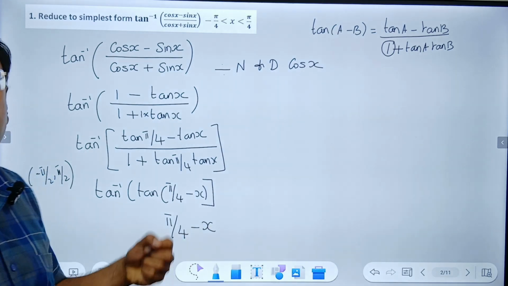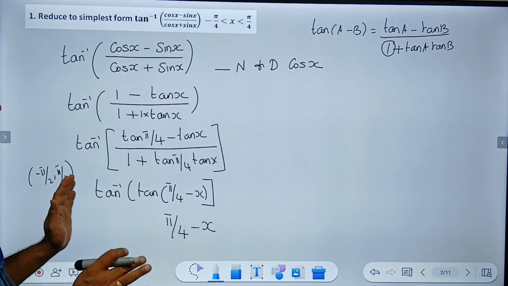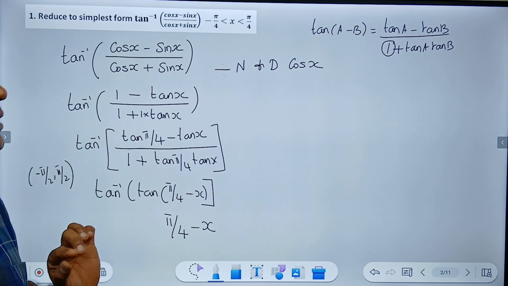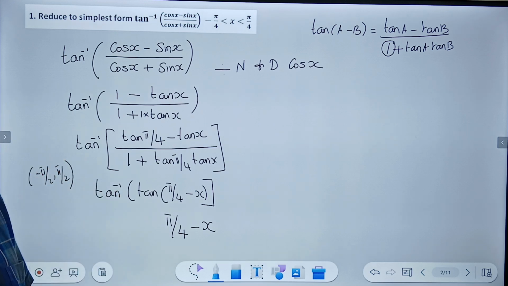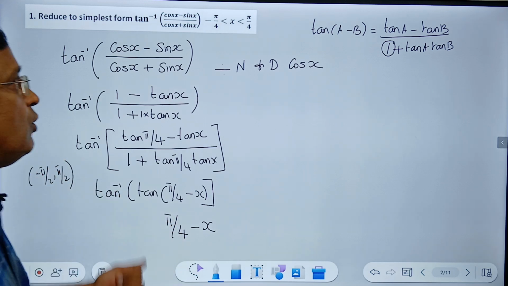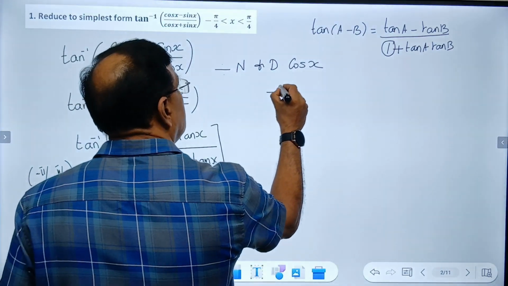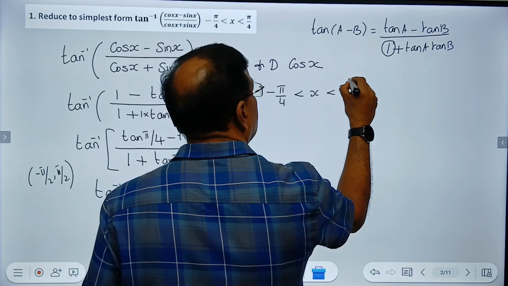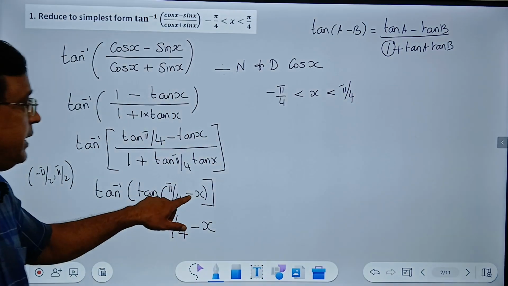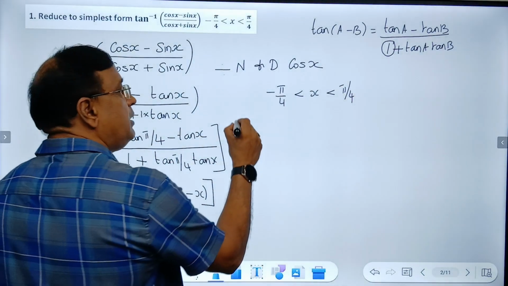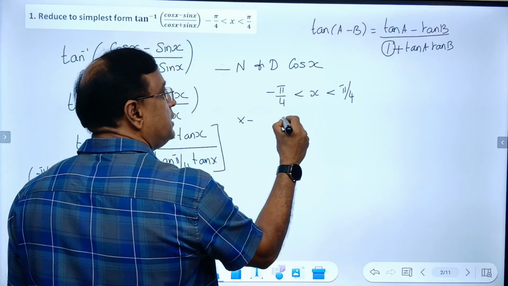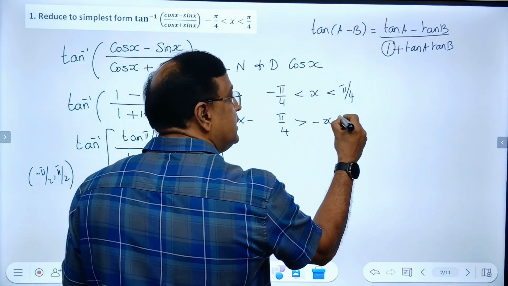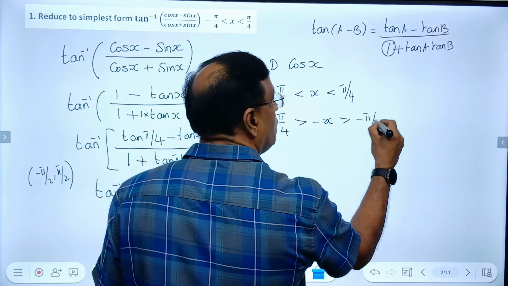It is a must that you check, but generally you don't have to do it in the board exam. For one problem, I'll show you how it is done. Maybe from the next question you can try by yourself. If you don't get it, you can always message me. For example, this is minus pi by 4 less than x less than pi by 4, correct? Now I want minus x. So multiply throughout by minus sign. So you get plus pi by 4 is greater than minus x is greater than minus pi by 4.